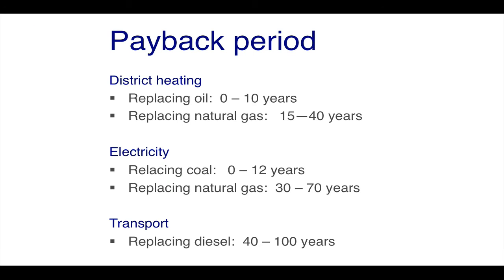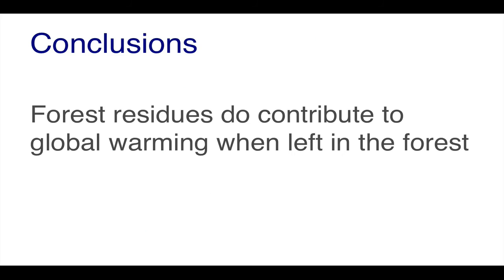So in all, when we consider not just case A, but case B and case C, where we're saying 75% of below and above ground for case B, and also 100% of the removal, we get quite a span of ranges of payback periods. You can see it spans from 0 years, when you can replace oil for district heating or coal for electricity, all the way up to 100 years for some extraction cases and regions. So there's quite a variety of ranges that we must consider in how to utilize our residues in the most efficient manner to mitigate climate change.